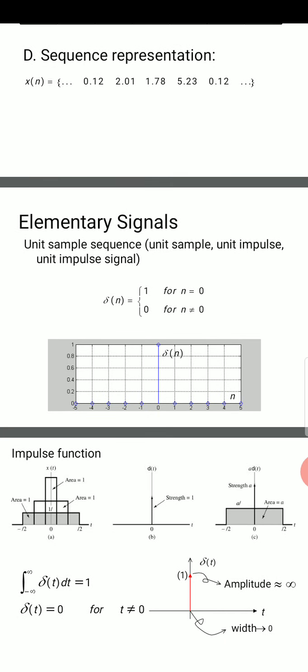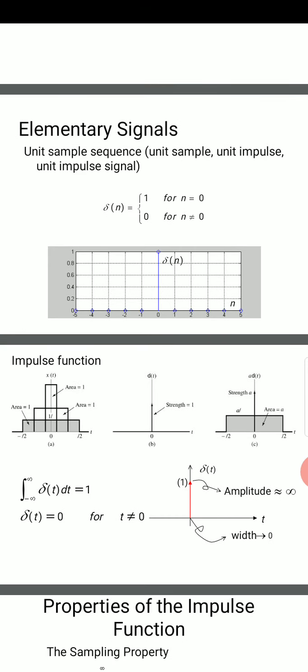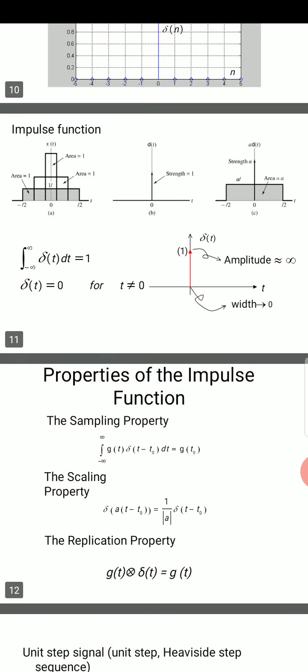So we can represent the delta function in two ways. The first is the discrete domain, and the second is the time domain. This is denoted as the time domain. At the value 0, the amplitude is infinite, and the integral from minus infinity to plus infinity of delta(t) dt equals 1. Now the properties of the impulse function, the sampling property.